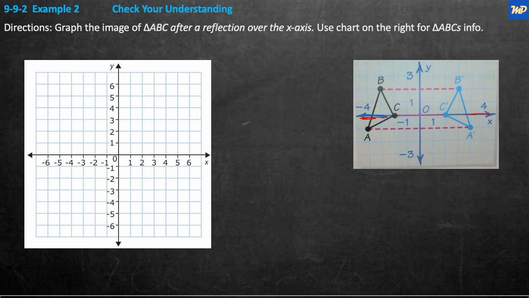Okay, now that you're back, let's see if we can do it. It says graph the image of ABC after a reflection over the x-axis. Use the chart on the right for the ABC info. So now in essence, we're talking about this black triangle here, not the blue one, and this is where we're starting from. This is the original, and this is the prime over here. We want new primes down in this direction, down from this ABC.